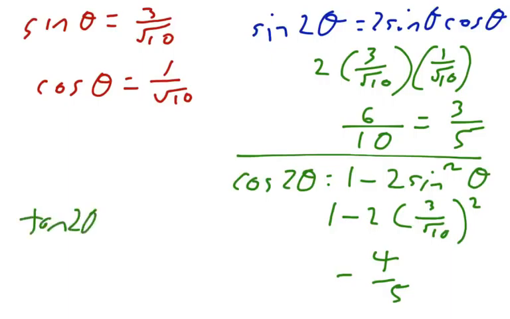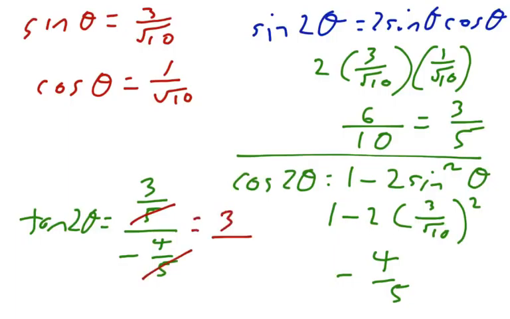And the tangent of 2 theta equals 3/5 over negative 4/5. What happens to the 2 5s? See you later. And we get negative 3/4. And those are a couple examples of sine, cosine, and tangent 2 theta.